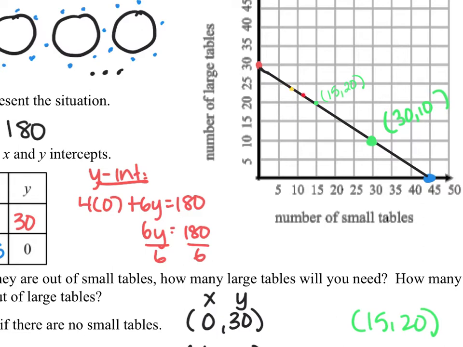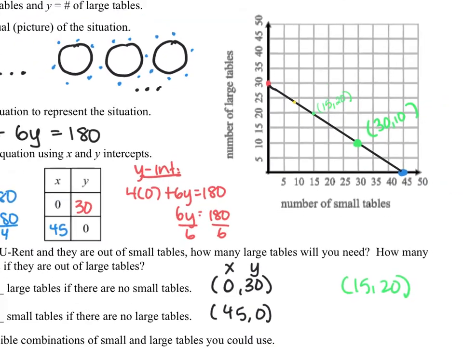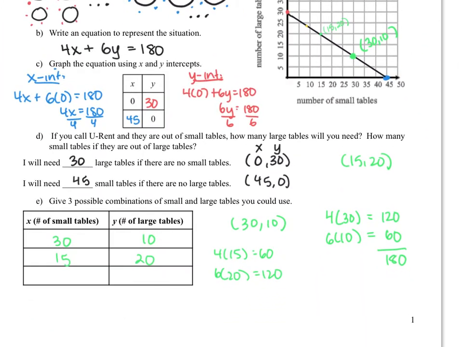So there are some options in between here, but what I'm really looking for that's going to help me is where these points or where this line crosses at these grid lines, because then I'll know for sure that I have integer coordinates. And so I've got 2 of my possibilities so far. I could also write in here, I could put in, for example, my 45 small, 0 large, or I could even put in my 0 small, 30 large.